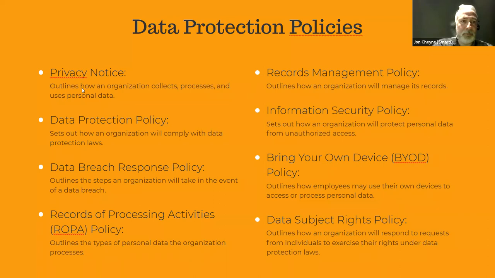This screen just shows the kind of things we're talking about that you would be putting in place, okay? There are more, you could have less. You may have no bring your own device, right? But policies like these. Only one is demanded, and that is the records of processing activities, the ROPA, also known as the Article 30. And people go, oh, what's that going to be? I say, it's easy.